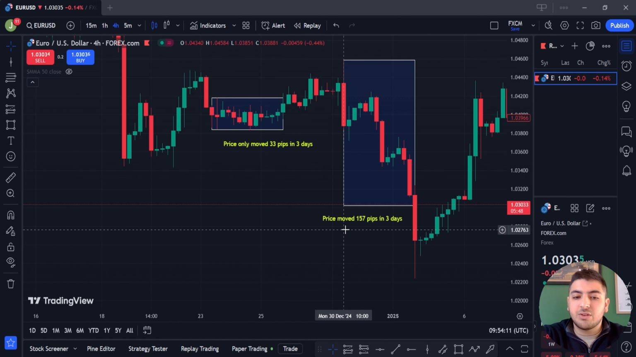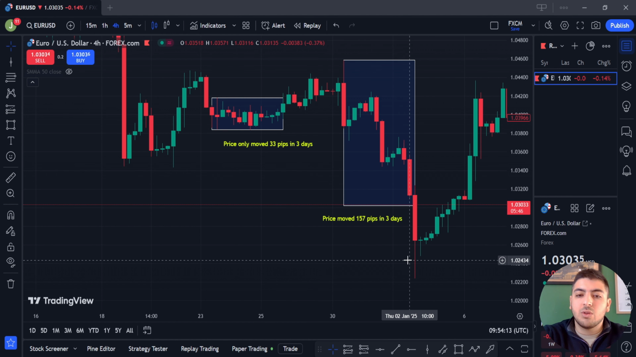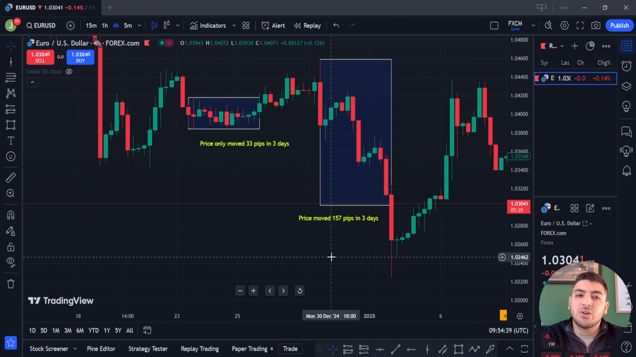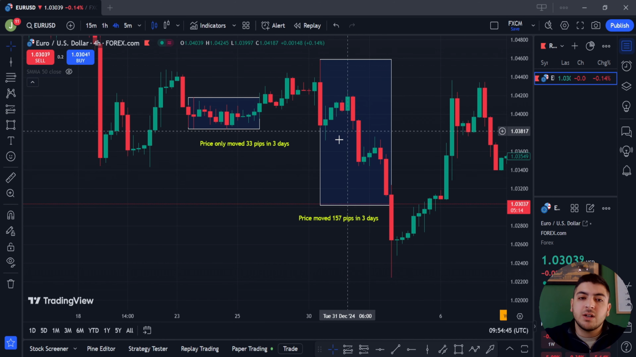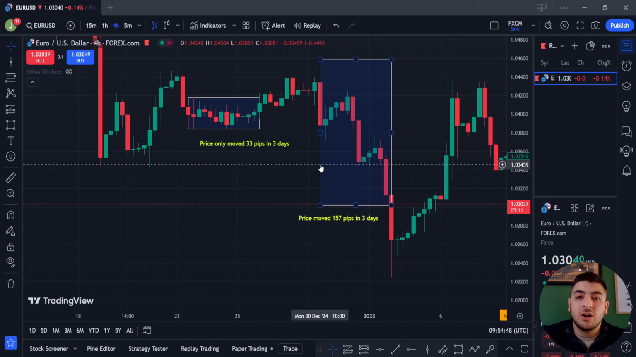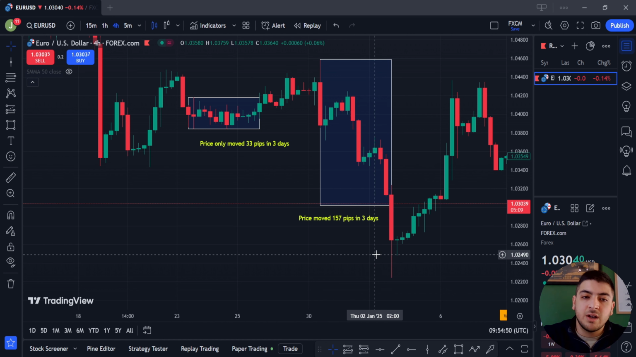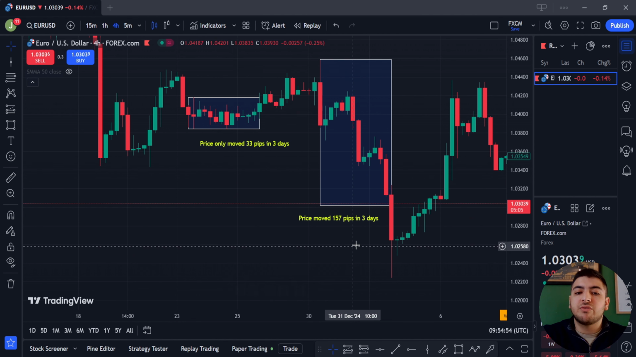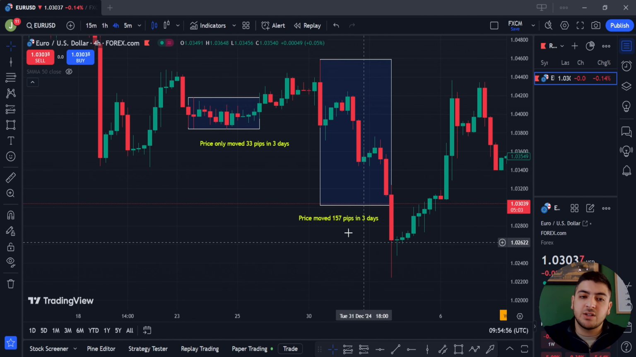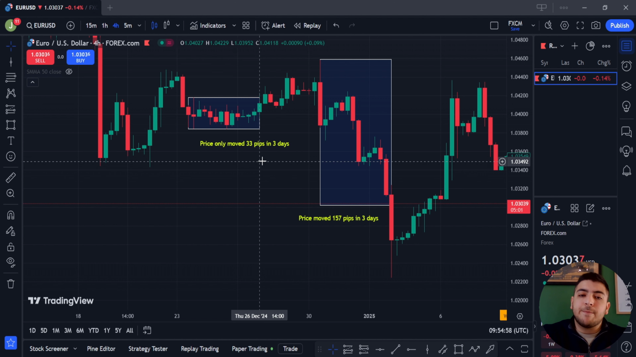Whereas here, on the 30th of December all the way till the 2nd of January, even though you got a bank holiday in between, this large gap here, you can see the volatility was a lot higher because there was a lot more people in the markets. Starting from the 30th of December all the way till the 2nd of January, same 3 days there was prior in Christmas Day, the price moved 157 pips in 3 days over the 33. Now that's going to make a big difference when it comes to your trading.